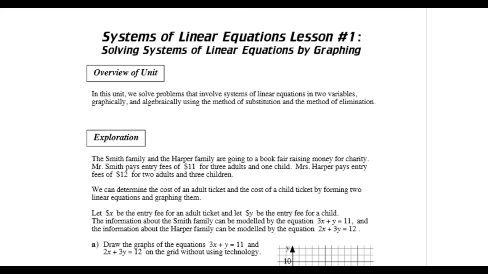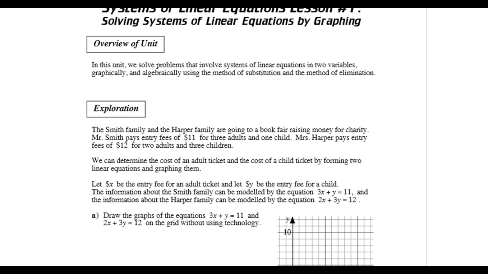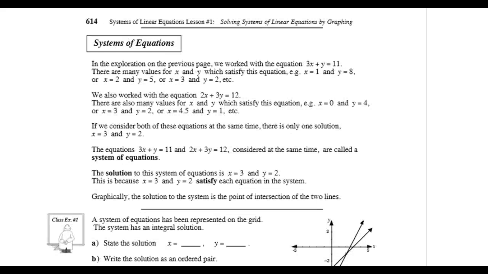As always, I will leave this exploration part to you, so go ahead and pause the video and go through this example, as this will really solidify your understanding of what systems are. Okay, welcome back. Hopefully everybody got through that okay.